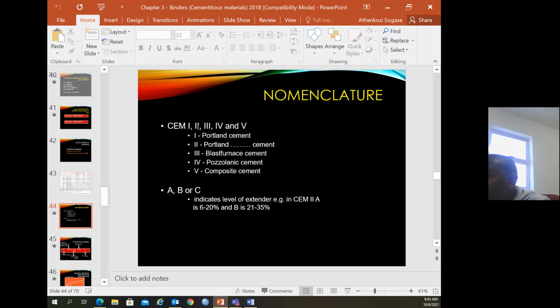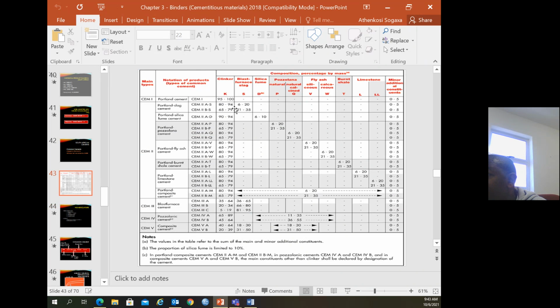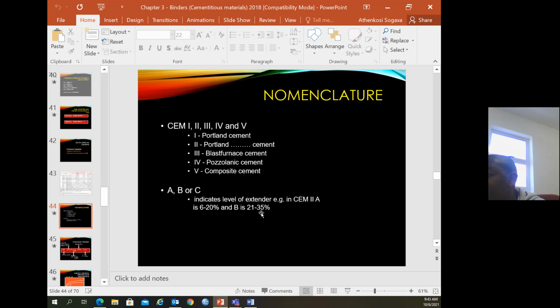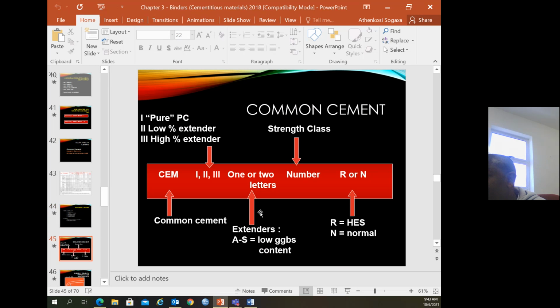As you can see here, SEM1, SEM2, SEM3. SEM1 is Portland cement, SEM3 is blast furnace slag, pozzolan cement, composite cement. A, B, or C indicates the level of extenders. In cement, A is 6 to 20%, as you can see here, and B is 21 to 35%, as indicated here.